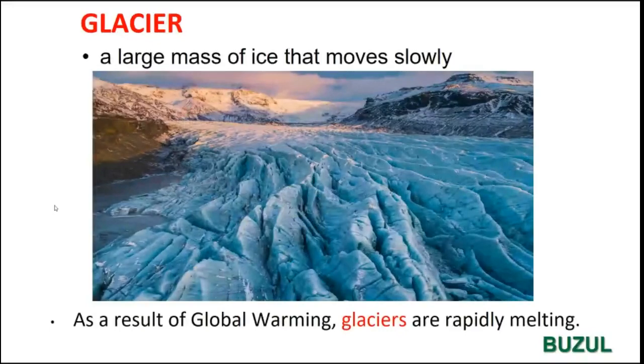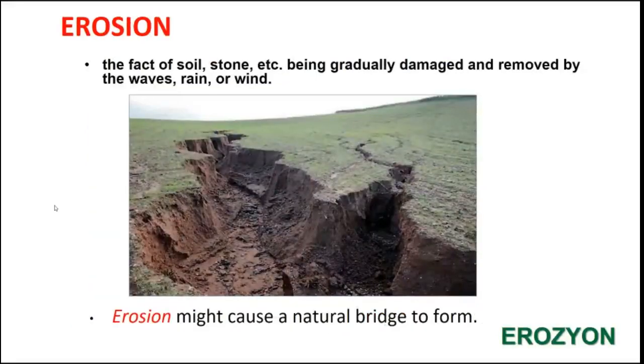Glacier. A large mass of ice that moves slowly. As a result of global warming, glaciers are rapidly melting. Erosion. The fact of soil, stone, etc. being gradually damaged and removed by the waves, rain, or wind. The example is, erosion might cause a natural bridge to form.